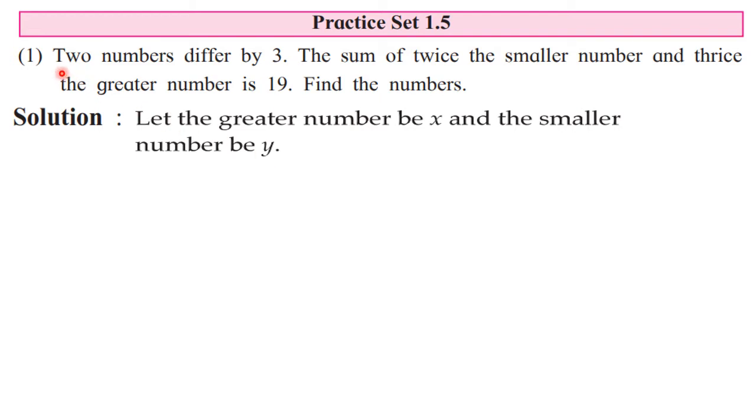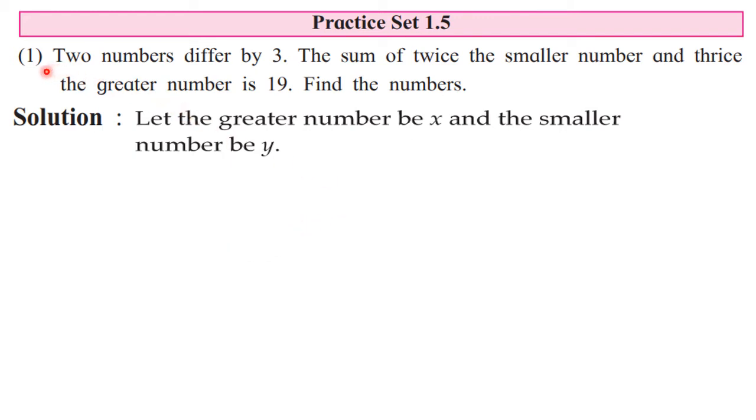Why? Because see that two numbers differ by 3. The difference is 3, means the greater number minus the smaller number is 3. That is why greater number we will take as x and smaller number we will take as y, because you know that generally we are following the order that x comes first and y is coming afterwards. So writing x minus y is more convenient than writing y minus x. Okay. So let us now write down the equations.